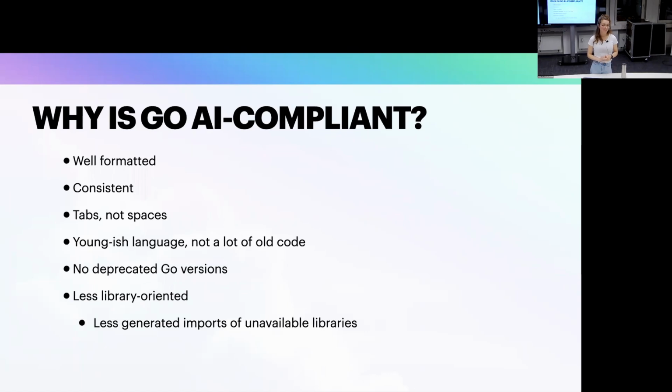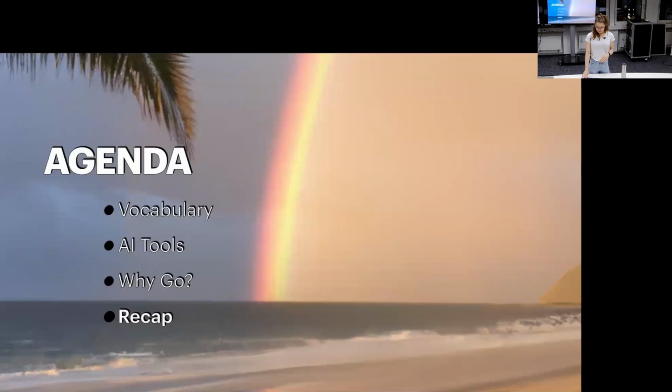And it's less library-oriented, which means whenever it starts imagining code, it will actually write code and not half a code of imports that don't exist or maybe are private or whatever, but just a lot of code. So those are the many benefits that I see of Go being more future-proof with AI stepping into our lives as developers. And that is that.